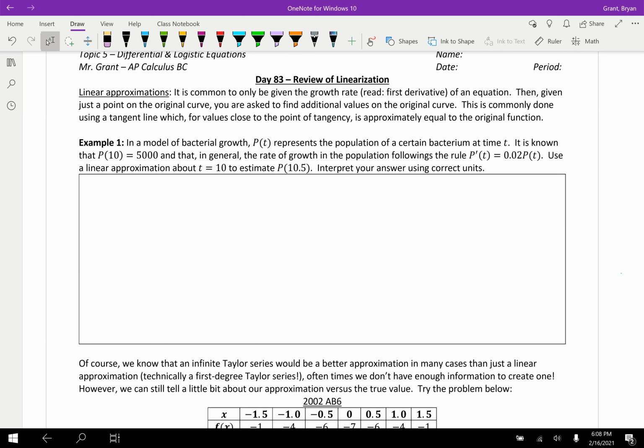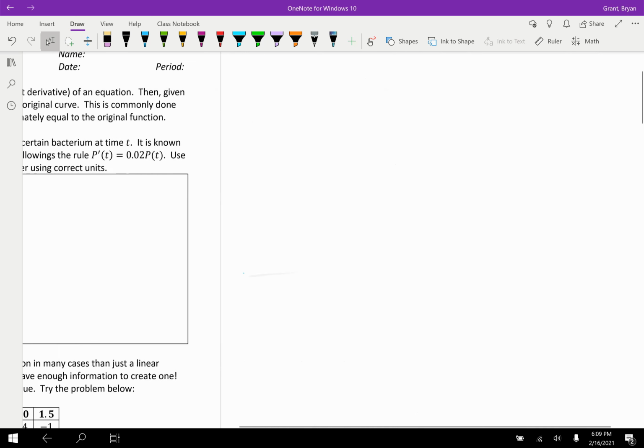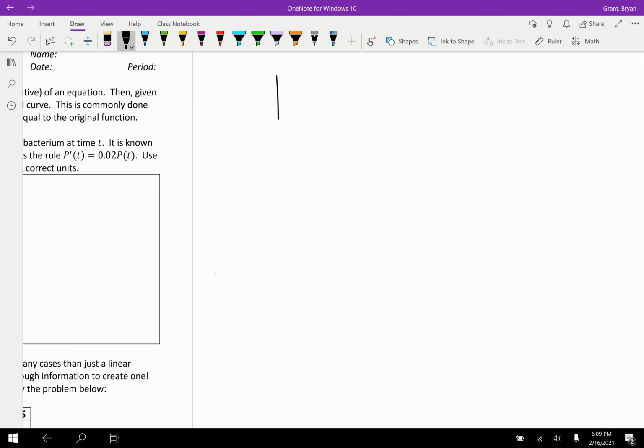Let's see, I guess a better way to put this. We already know several ways to accomplish the idea of a linear approximation. Most commonly, if this is a linear approximation, you write a tangent line. And for values very close to that point of tangency, we're going to hope that the tangent line gives us an answer that's approximately equal to the original function. So just a quick, nice little graph of what is going on here.